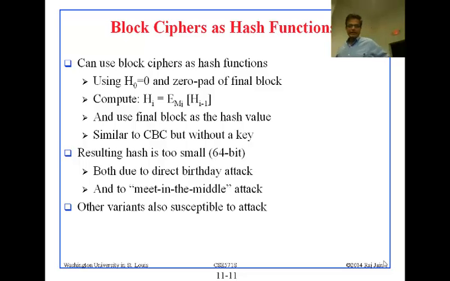So block ciphers can be a hash function. We already saw those blocks, so those blocks could be block ciphers. So 64-bit is not a good size for hashing. As we said, because 64-bit will require only 32-bit trials, 2 raised to 32 trials, which are easy. And so then they are susceptible to meet in the middle attack.